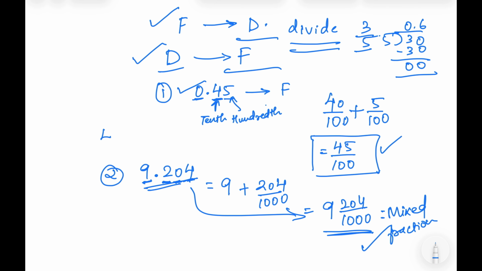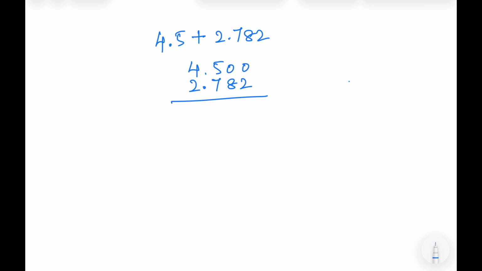So if you have two decimals, 4.5 plus 2.782, you can simply add them, just keeping in mind the decimal point, right? So the decimal point should be in place. You write 4.5 and 2.782. The places which are empty, we just put 0, and we can simply add everything, right?